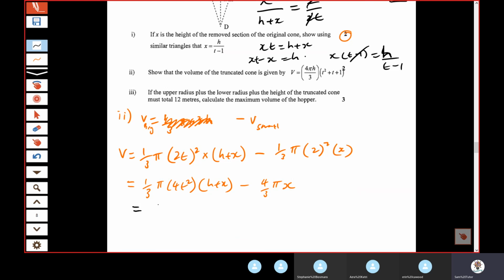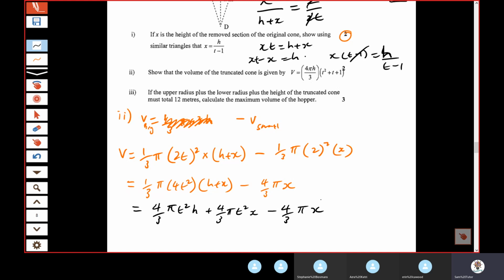Next line should be, again, I'll probably expand these ones just so I don't get anything wrong. 4/3 pi t squared, and then that would be multiplied by h plus 4/3 pi t squared multiplied by x. All still okay with that? So that becomes 4/3 pi t squared times by h times by x minus 4/3 pi x.